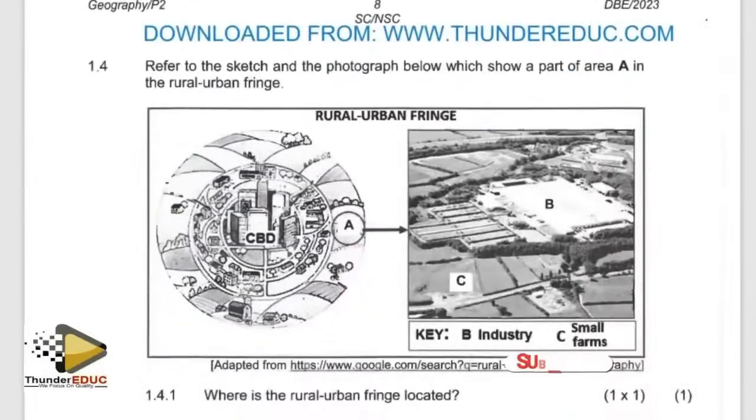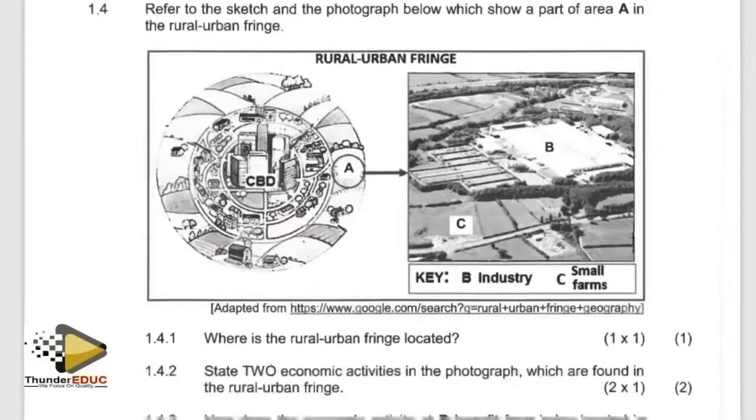1.4 refers to the sketch below of the photograph that shows part of the area A in the rural urban fringe. Okay. What is a rural urban fringe? Where is it located? We say at the edge of the city or the periphery of the city. Where is the rural urban fringe located?